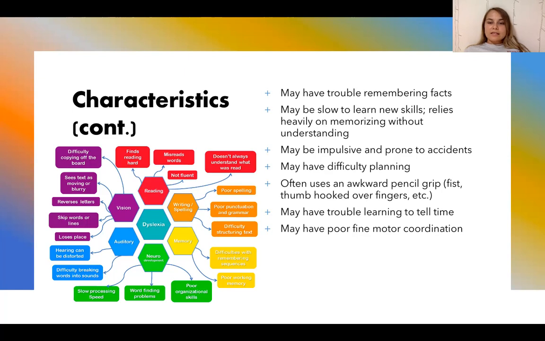They're prone to accidents and have difficulty planning. Something I thought was interesting that I learned is that they could have an awkward pencil grip, a fist with the thumb hooked over the fingers, not the normal pencil grip, which I thought was kind of interesting. They may also have trouble telling time and, back to the pencil grip, poor fine motor coordination.